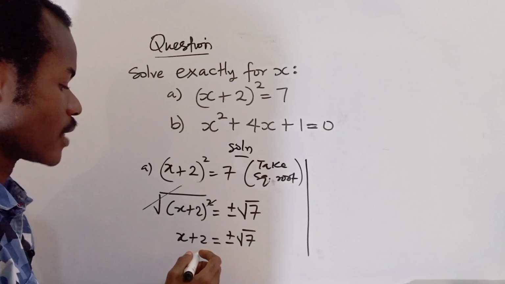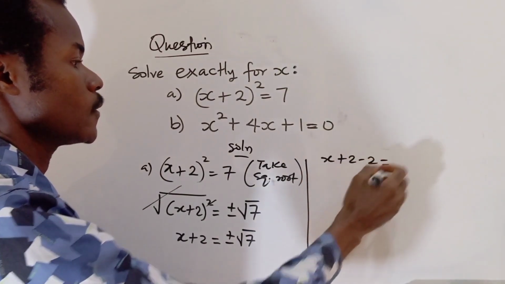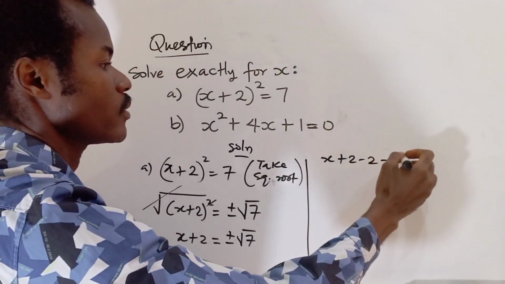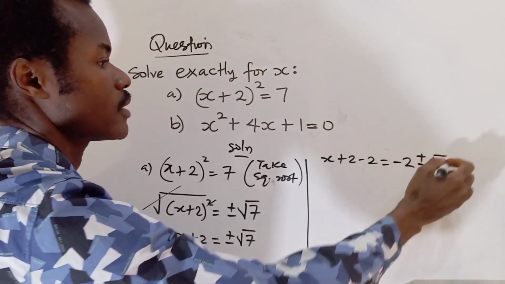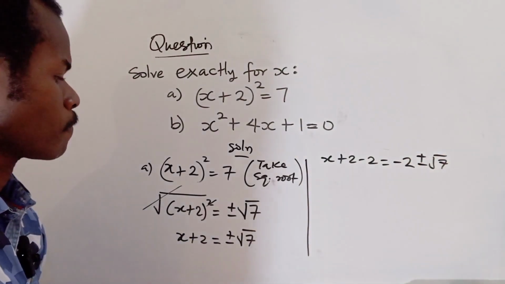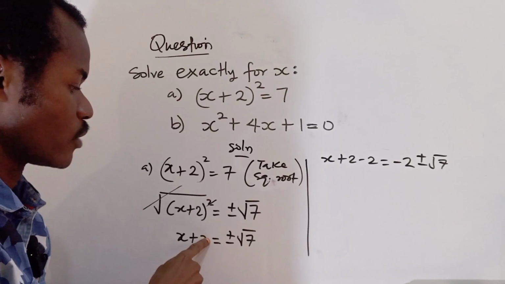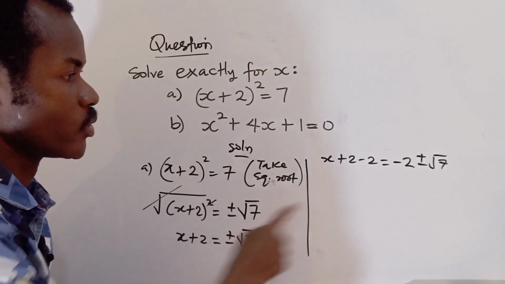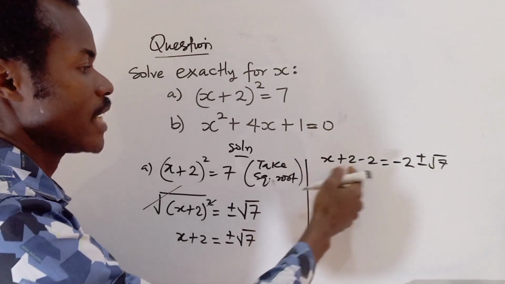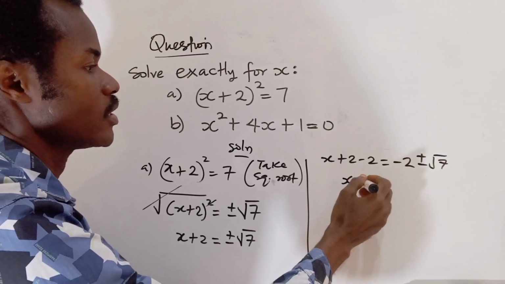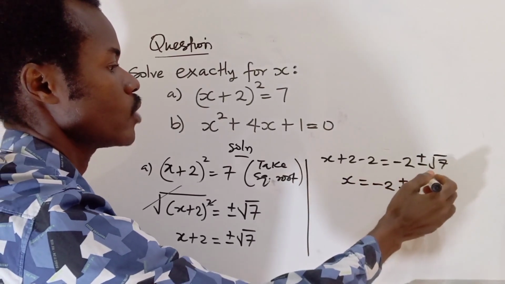From that, we can now simply get our answer by subtracting 2 from both sides, so I have x plus 2 minus 2, then we have minus 2 plus or minus square root of 7. So all I've done here is added minus 2 here, so I'm also adding minus 2 here. So plus 2 minus 2 is 0. So x plus 0 is x, which equals minus 2 plus or minus square root of 7.